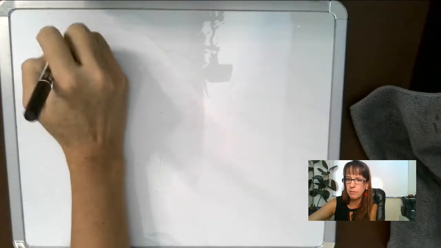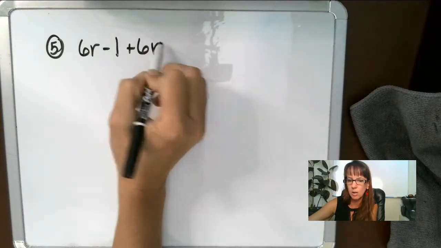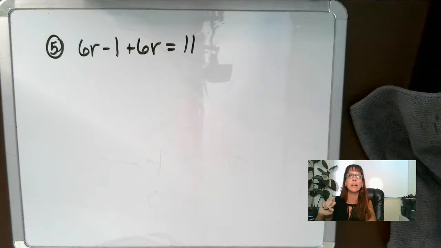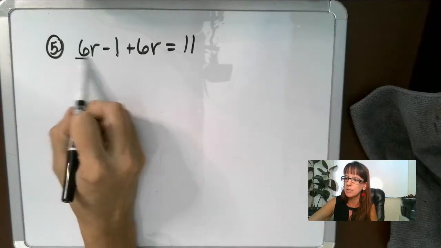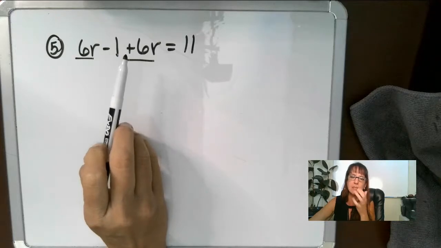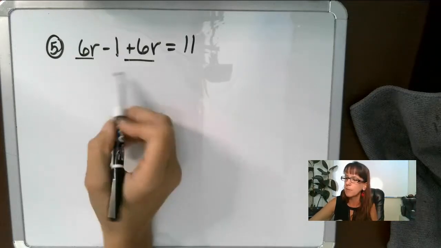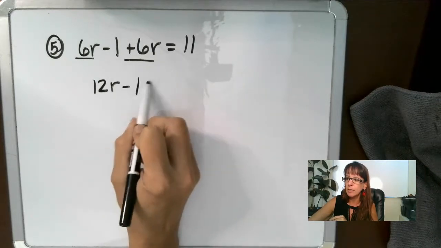So let's see about some of these others. Let's jump down to number 5. Number 5, we've got 6r minus 1 plus 6r equals 11. Let's combine our like terms. And you always want to combine all your like terms on one side, combine all your like terms on the other before you go moving things around, okay? Makes your life a lot easier. So don't go adding 1 quite yet to both sides. What we want to do is this and this. And again, notice I'm underlining the operation that comes before it. That's because it's telling us if it's positive or negative. That's really important. So 6 and 6 is going to give us 12 r's minus 1 equals 11.